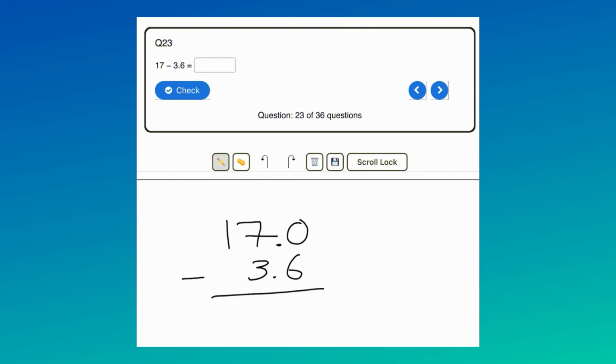0 take away 6 I can't do. So I cross out the 7 and put a 6 and put a 1 next to the 0 to make 10. 10 take away 6 is 4. And then I put my decimal point. 6 take away 3 is 3 and 1. So my answer is 13.4.